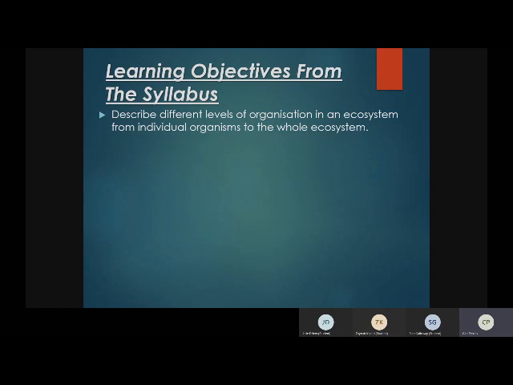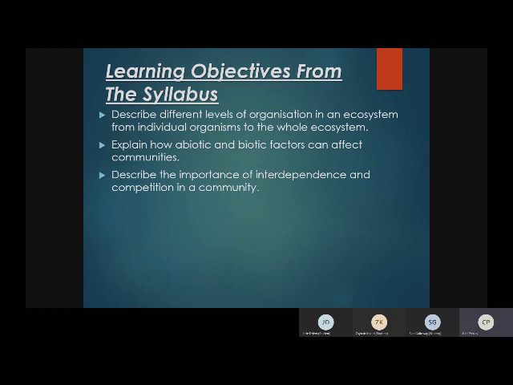Now, we did touch on that a few weeks ago when we looked at things like community, niche, and so on. Explain how abiotic and biotic factors can affect communities. Again, we looked at that a few weeks ago. Describe the importance of interdependence and competition in a community. That's at least a point of one of today's sections.